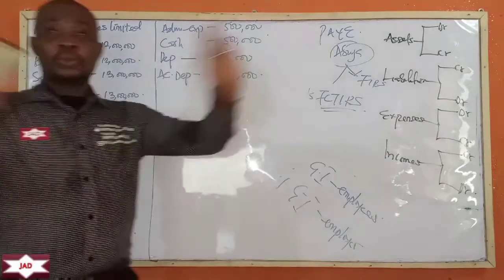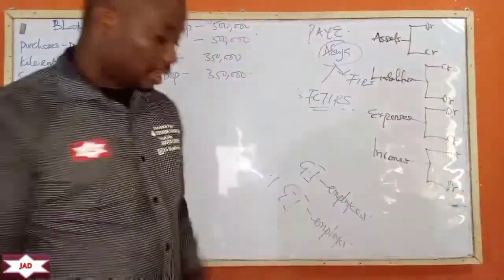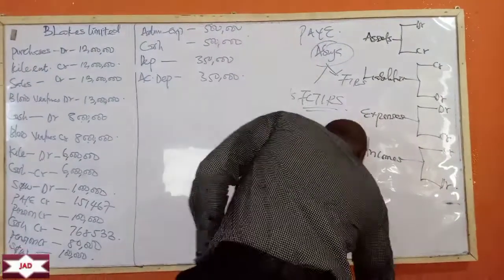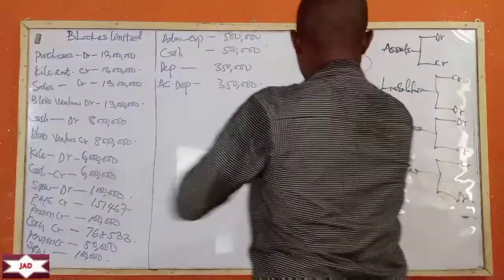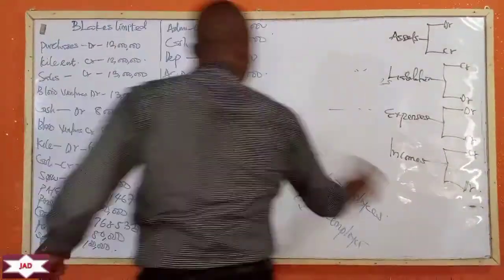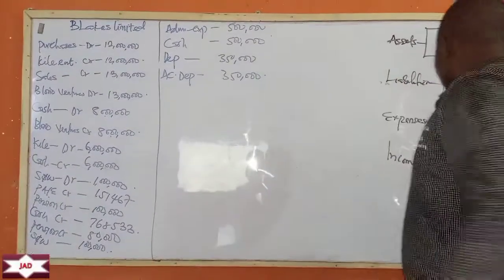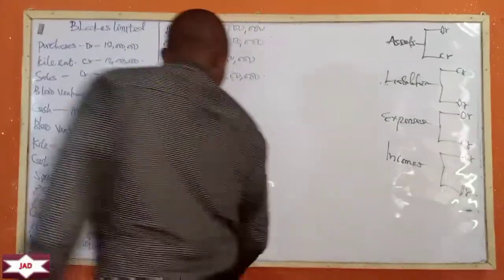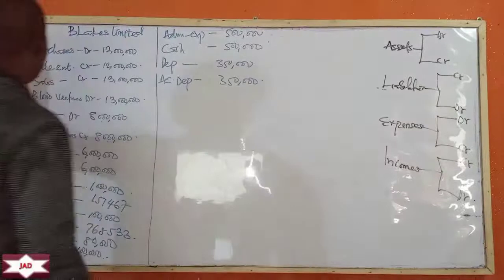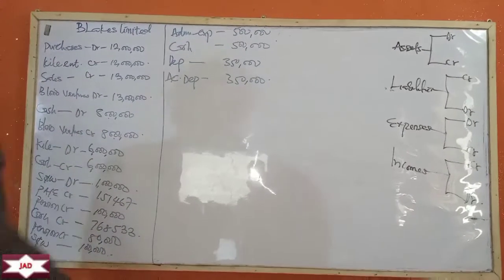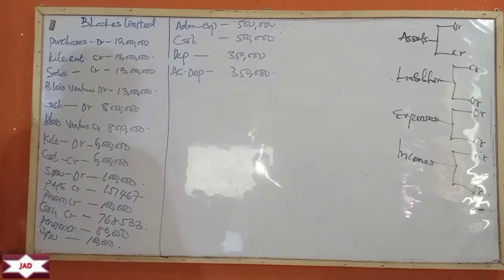Now let's open the ledgers, post into the ledgers, we balance up, extract the trial balance, and prepare our income statement. Okay? So let's start. So what do we have here? What's the first thing? We have purchases. How many purchases do we have here? One. Just one purchases, right?